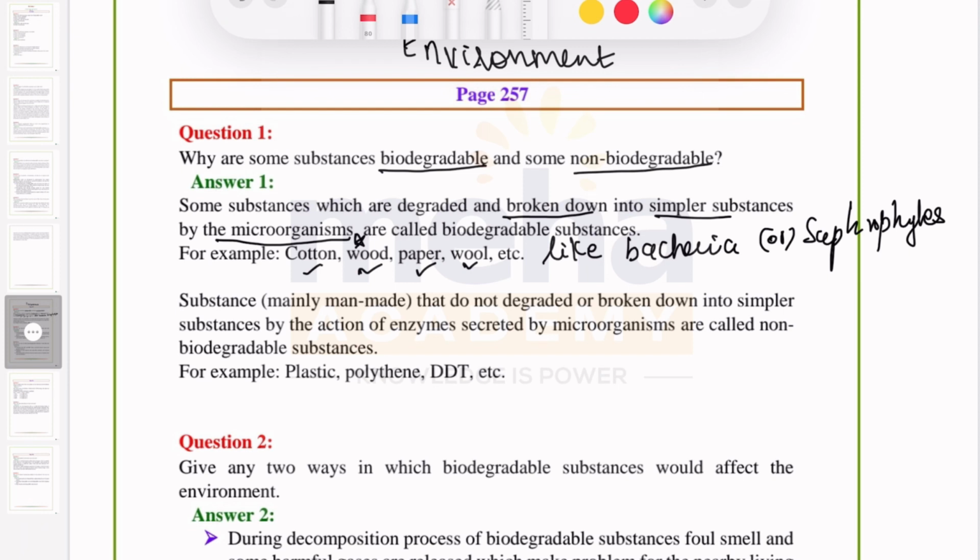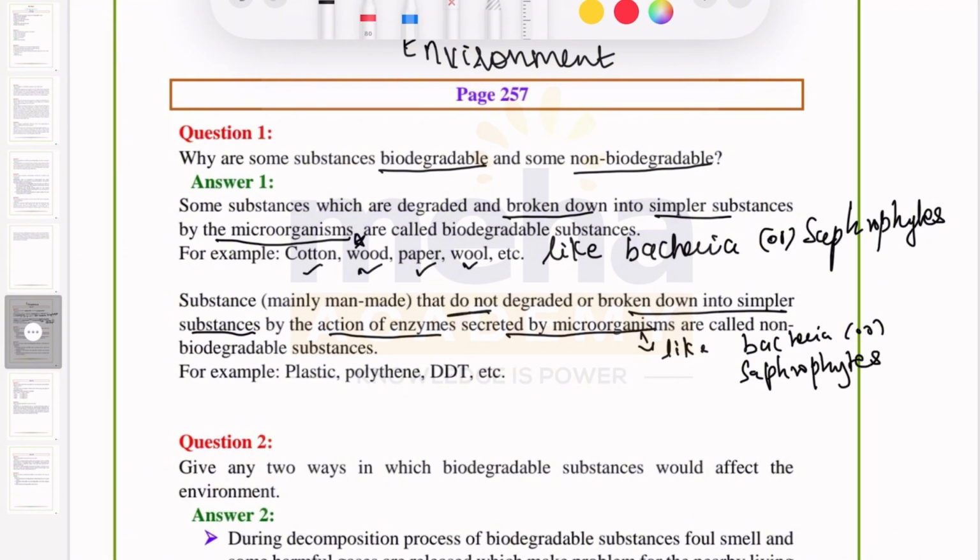So what are non-biodegradable substances? Substances that cannot be broken down into simpler substances by the action of enzymes secreted by microorganisms like bacteria or saprophytes are called non-biodegradable substances. Examples are plastic, polythene and DDT.